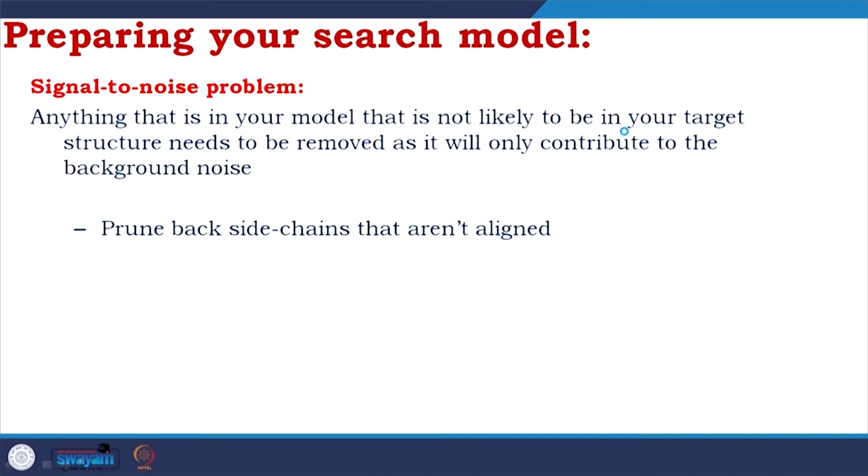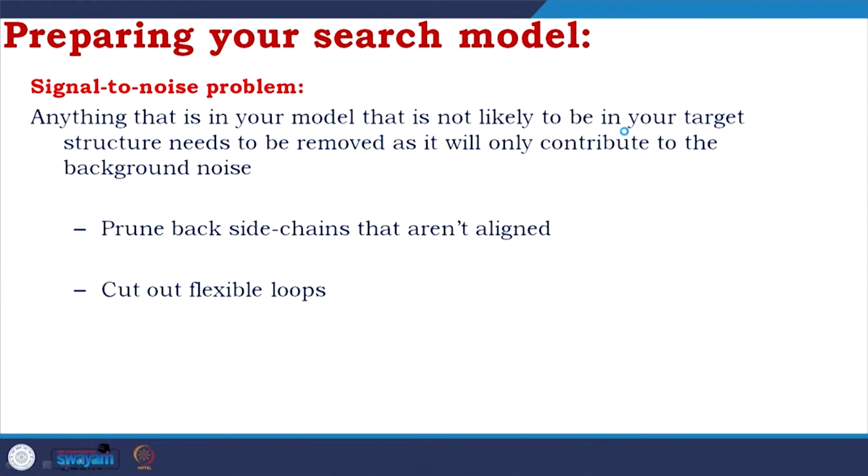Prune back side chains that are not aligned. So, you have to take care initially. For advantage, what we do, we take all the side chains and then we use the C alpha trace, but if you want to keep, you could keep the side chains which are exactly aligned and you take out the other ones. You definitely cut out the flexible loops. You cut out the waters and any other crystallographic solvent or precipitant which were actually gone inside.